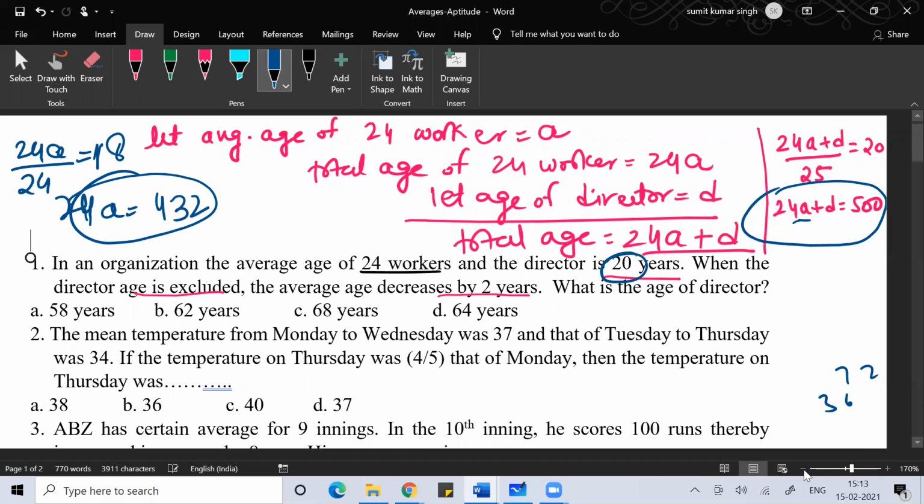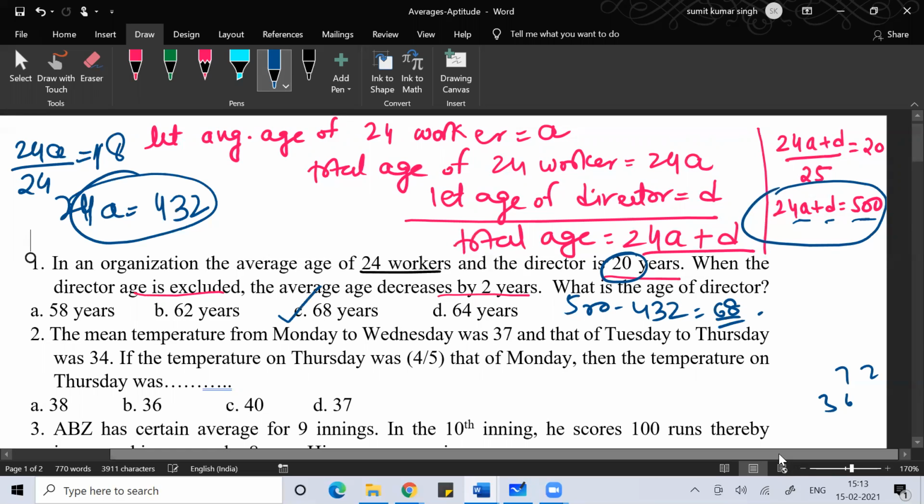And 24 workers plus director is 500. So what is the age of the director? That will be 500 minus 432. If you do, you'll get 68. Very simple question. In the average chapter, when you're trying to solve the questions, they are not at all difficult. They are based on general concepts, and with this you can get the answer very easily.